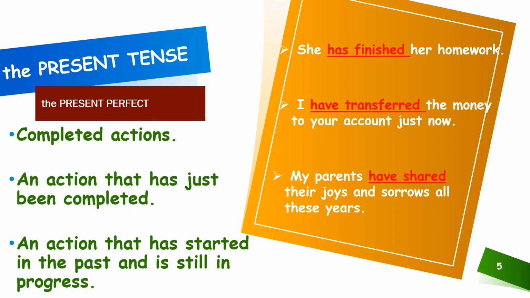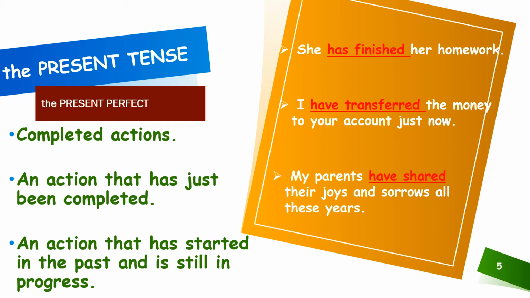Sometimes, an action that has started in the past and is still in progress. For example, my parents have shared their joys and sorrows all these years. They're still continuing to do that. You are talking about a situation which started in the past, but it is still continuing. It is true even in the present times. In that situation also, we will use the present perfect tense.